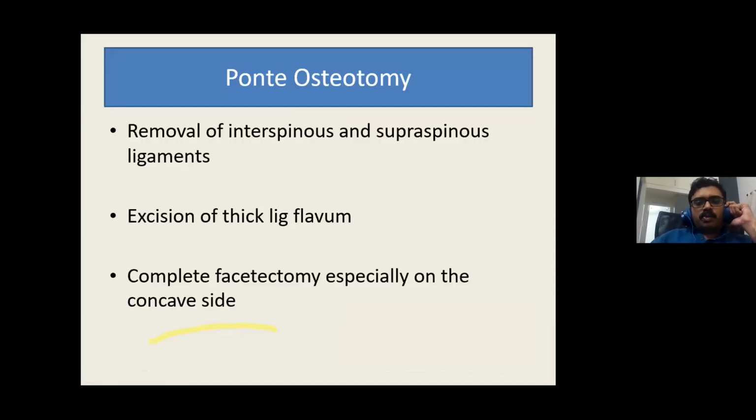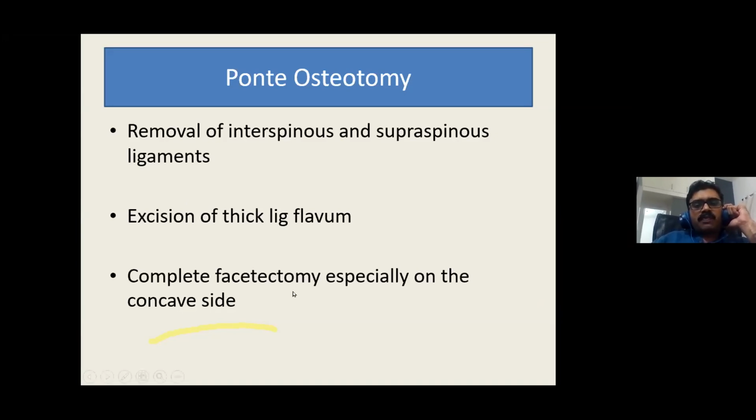So with regard to Ponte osteotomy, it is a sequential removal of certain structures. It is not exactly an osteotomy as such by the term it denotes, but it is the sequential removal of some of the structures. First, you start with the removal of the interspinous, supraspinous ligaments, and we do a little bit of laminotomy on either side, and then we go on to remove the thick ligamentum flavum. Usually, I start from the midline for the removal of the ligamentum flavum and go to either side. The key thing is to remove the ligamentum flavum from the concave side, which is the narrower part. So that is important to remove from there, and complete facetectomy.